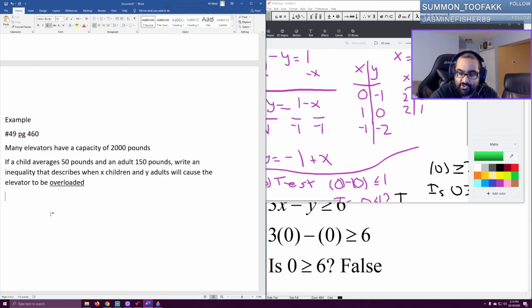So there are x children on the elevator, there are y adults on the elevator. So how can we get the total weight of all the adults and children?